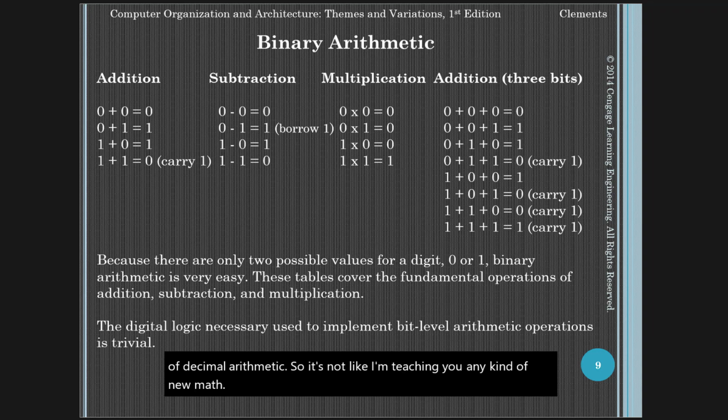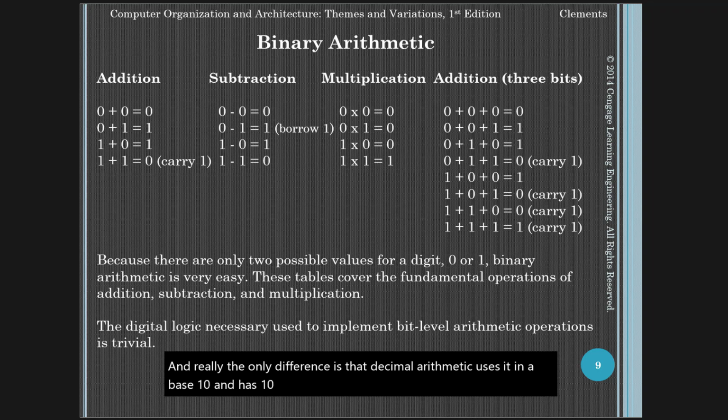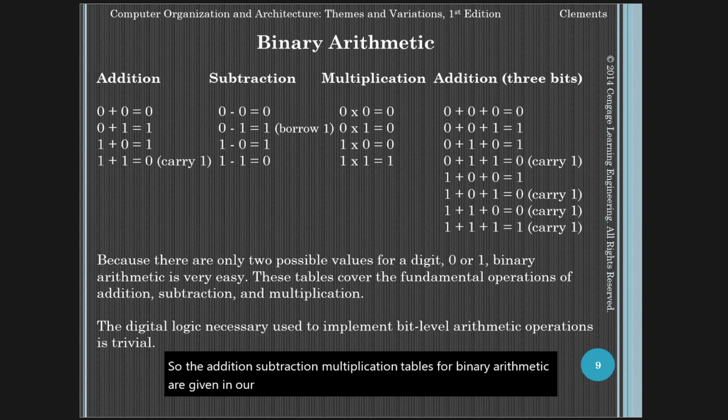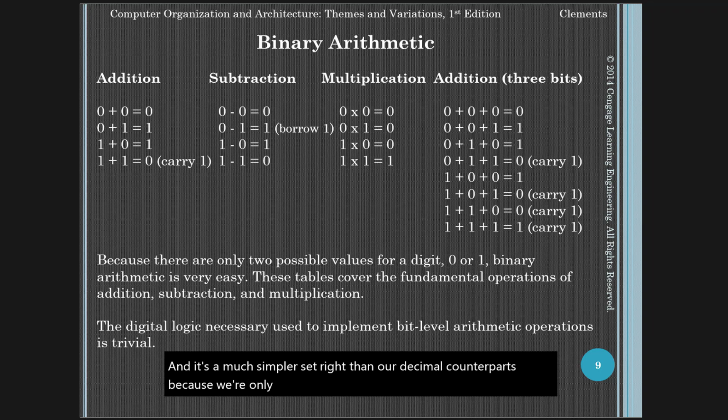Really, the only difference is that decimal arithmetic uses base 10 and has 10 digits, whereas binary arithmetic uses base 2 and has 2 digits. So the addition, subtraction, and multiplication tables for binary arithmetic are given in our figure. And it's a much simpler set than our decimal counterparts because we're only working with 2 digits.